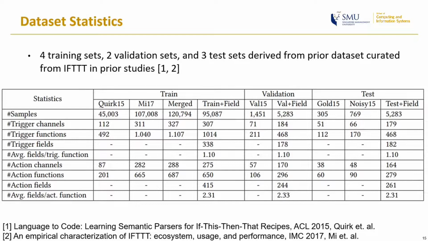This is the statistics of each training, validation, and test sets. For the test sets, Gold 15 and Noisy 15 are from the prior studies, and both are annotated by humans. Gold 15 contains TAPs with clear descriptions, while Noisy 15 contains TAPs with unclear descriptions. On the other hand, the test plus field set is created using a stratified random sampling strategy.